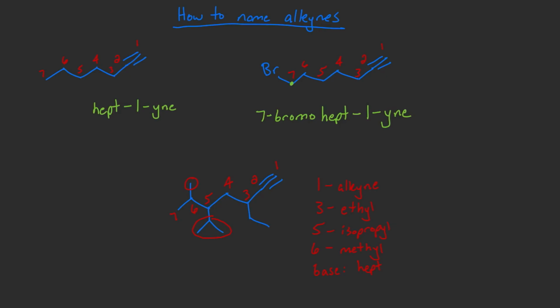So if we try to name this compound, we will write out our base first. And then we already figured out that we have an alkyne at carbon 1. So 1-ine. That takes care of the alkyne. And then we put the last 3 substituents in alphabetical order. So that is going to be 3-ethyl, 5-isopropyl, and 6-methyl.